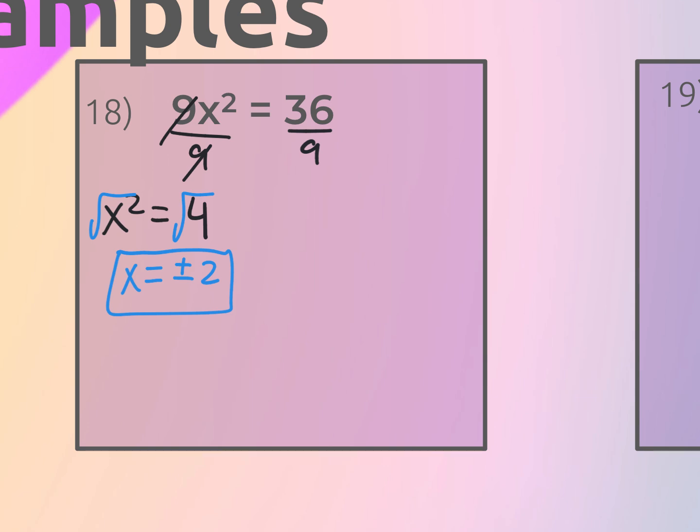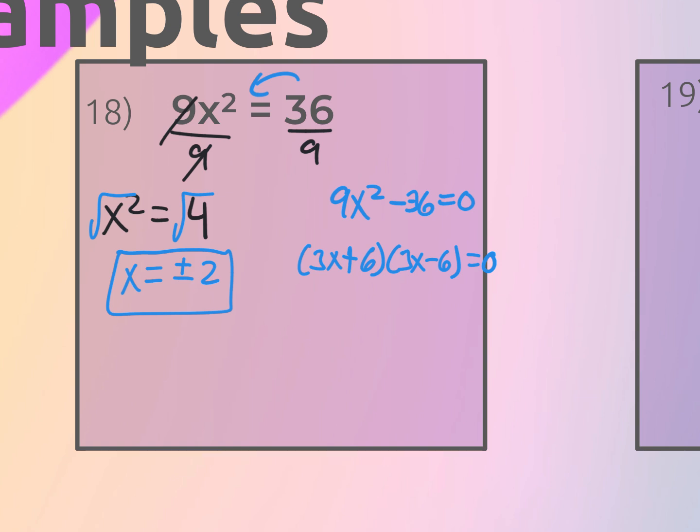If you were comfortable earlier in this video, maybe you wanted to bring this 36 to the other side, and then we get 9x squared minus 36 equals 0, right? This actually can be factored. 9x squared and 36 are both perfect squares. Since they're both perfect squares, you can factor them as a difference of squares. 9x squared, square root of that is going to be 3x, and then square root of 36 is 6. So we get 3x plus 6, 3x minus 6, and then we do our zero products property.